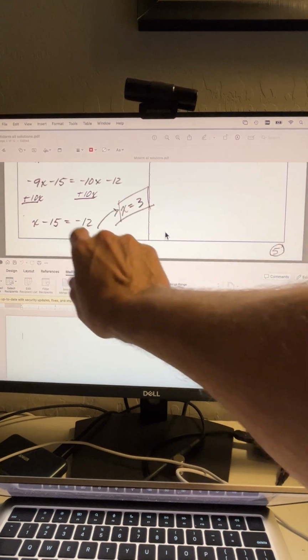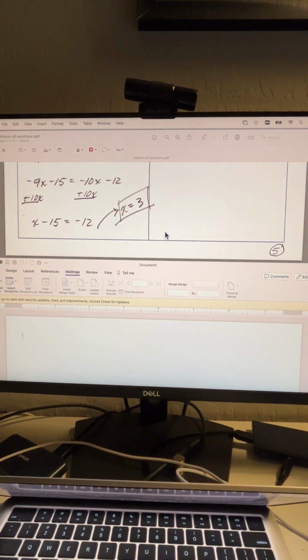So then we have the one-step equation, and I popped it out. You know what to do. Add 15 to both sides, and we get the answer. So, hey, that one only took 3.5 minutes. So let's do one more.